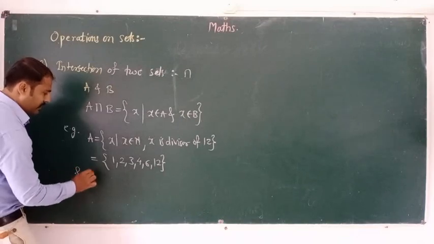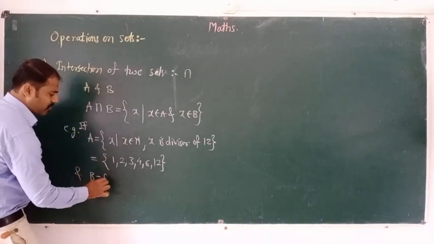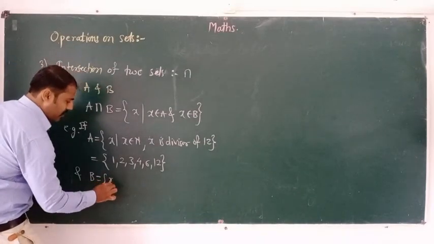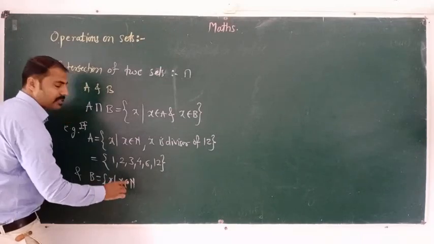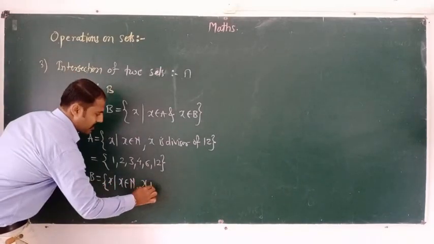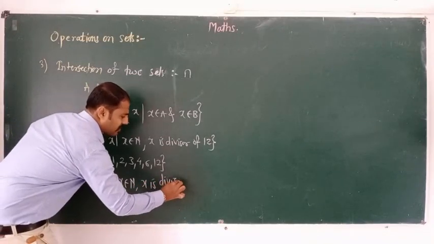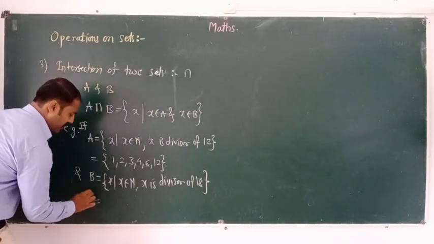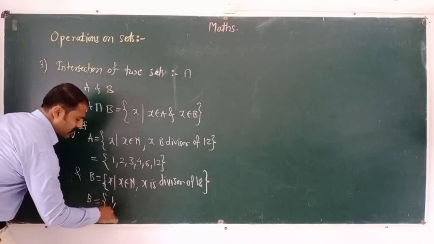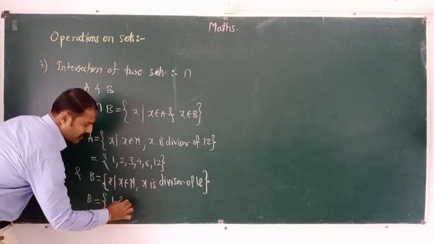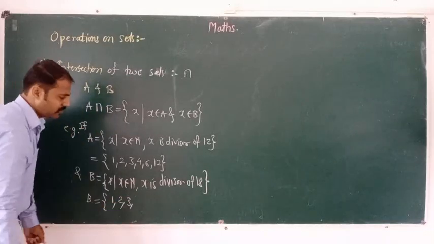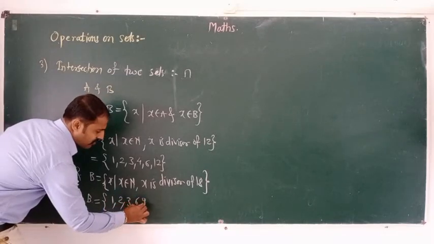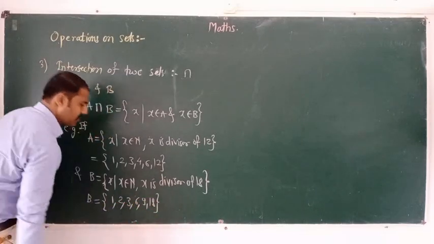And if B is the set of divisors of 18, set of all x such that x belongs to natural numbers and x is a divisor of 18. So the divisors of 18 are clearly: B is equal to 1 is also a divisor of 18. 2 is a divisor of 18, 3 is a divisor of 18, 4 is a divisor of 18, no. 5 is a divisor of 18, no. 6 is a divisor of 18, 7, 8, no, 9 is a divisor of 18, and 18 is also a divisor of 18.